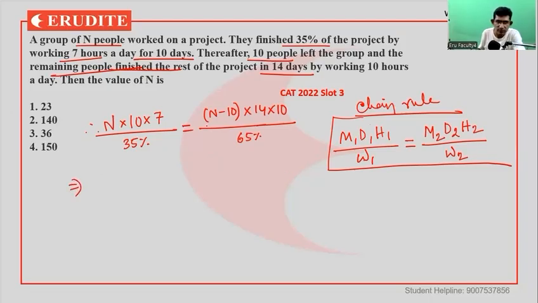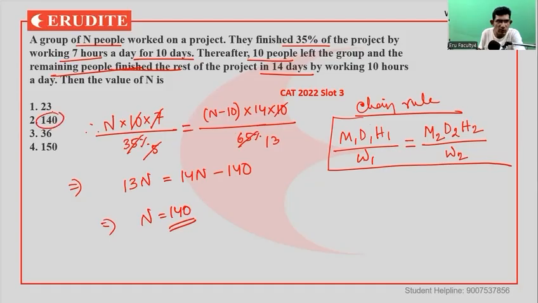So what do you do here? The 10 and 10 cancel. Now if I cross multiply and cancel out, this is 5, and this will be 13. So 13n would be equal to 14n minus 140, which means simply n is equal to 140. So initially there were 140 people. Similar efficiency questions can be solved by applying only a single formula. That makes it very simple.